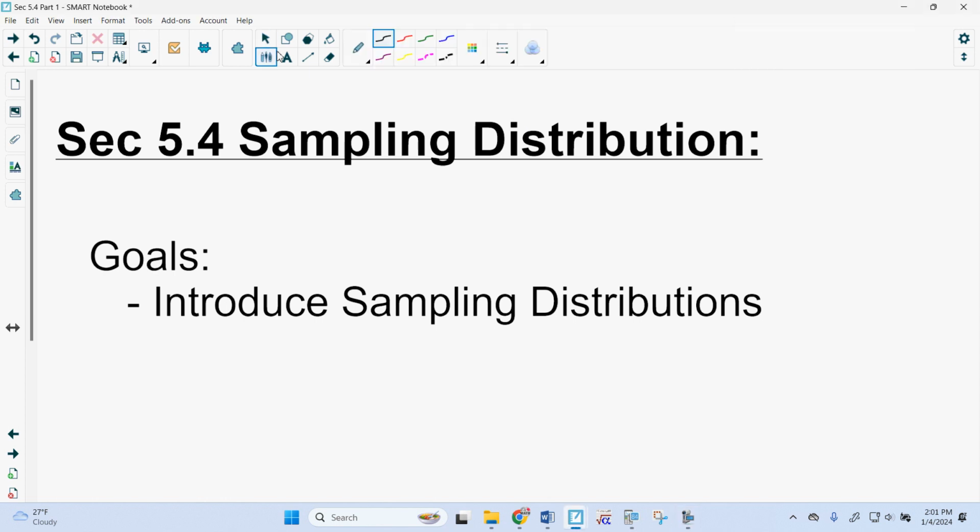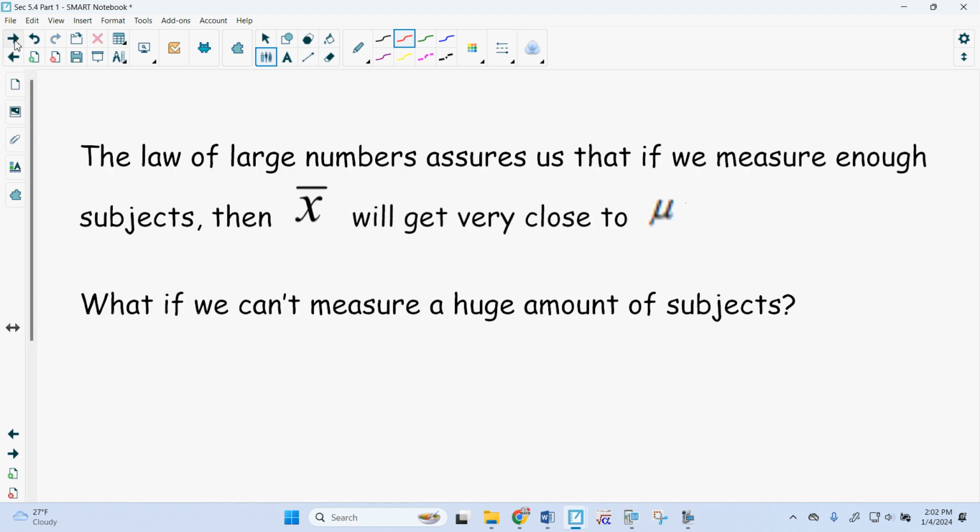In this video, we want to look at a sampling distribution. This is just to get a general idea of what a sampling distribution is before we move forward and look at how we can use these in the central limit theorem, which is what's coming next. So first, the law of large numbers tells us that if we measure enough subjects, our x bar will get very close to our mu.